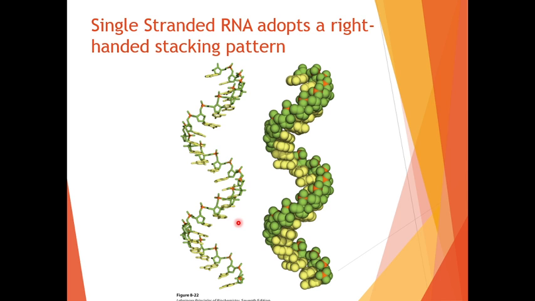Now, the purine-purine interaction between two purines is so strong that if there is a pyrimidine that separates two purines, it is often displaced from the stacking pattern so that the purines can interact. Any self-complementary sequences in an RNA molecule like this produce more complex structures.